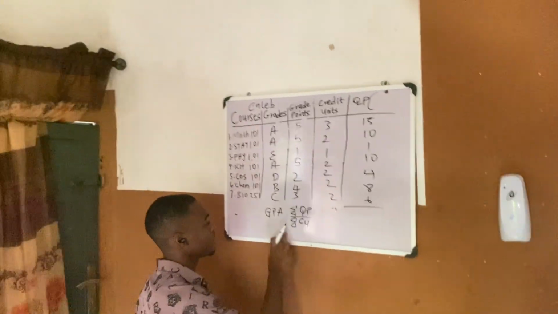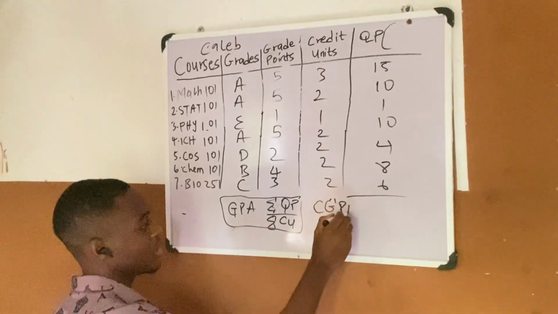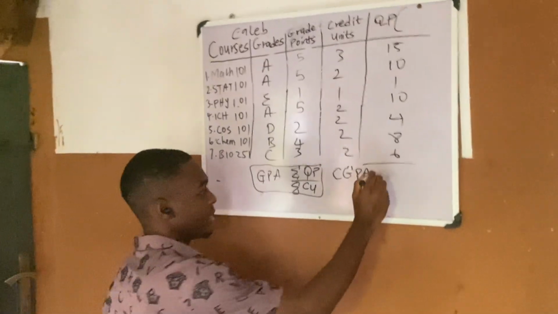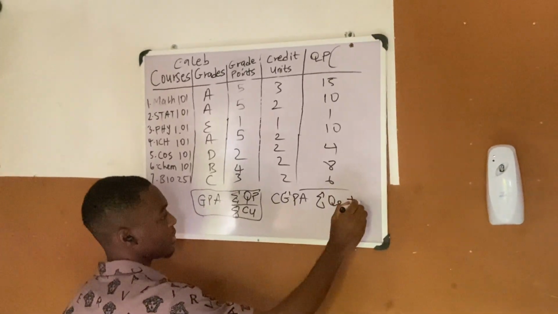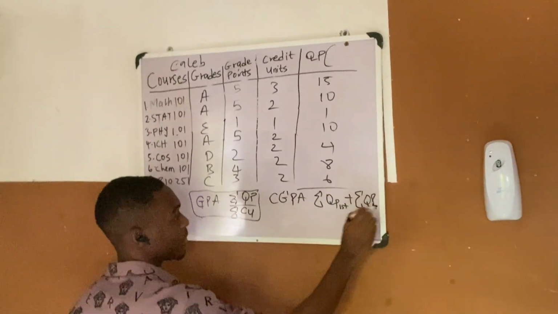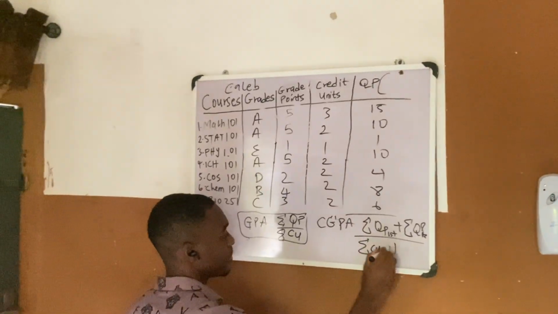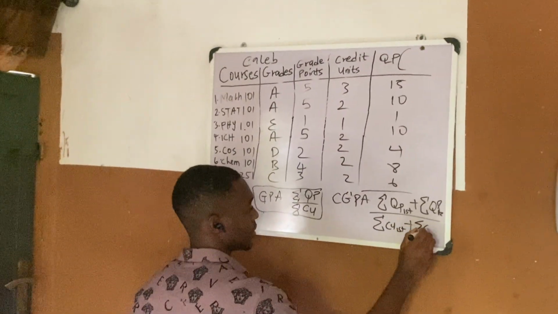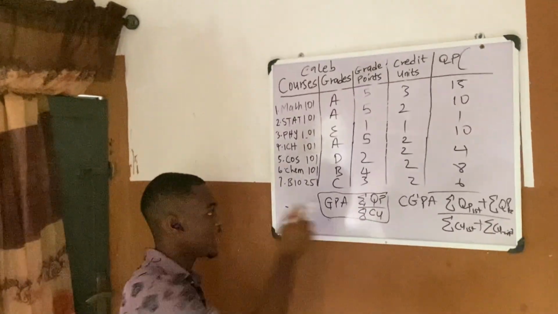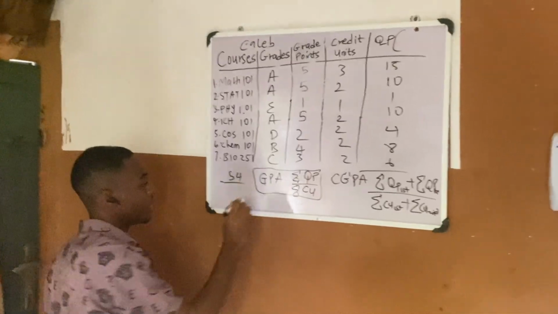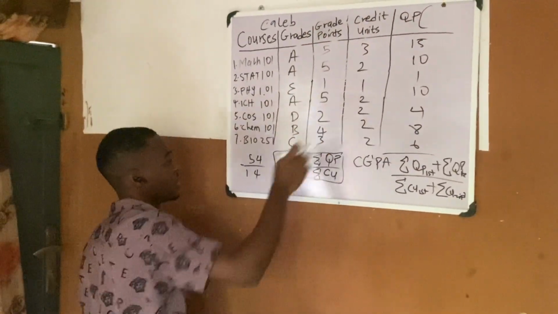So remember, this is the formula for GPA. When you're talking about CGPA, it's basically your sigma QP for first semester plus sigma QP for second semester, all over the sum of the credit units for first plus second semester. That's when you sum the quality points and then you sum the credit units.